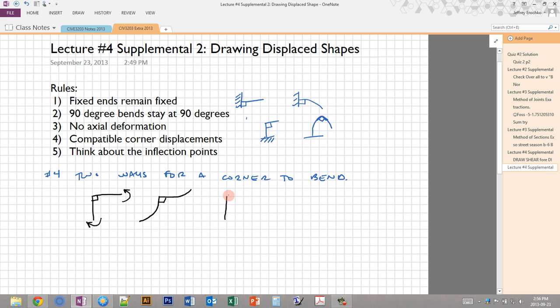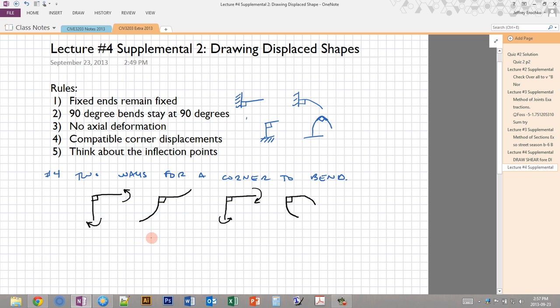Alternately, we could have a closing moment. So we have a corner that looks like this. We have moments like this. And our closing moment looks something like this. Okay, so again, the corner remains 90, and this moment around the corner has to remain compatible. So we can either have it both opening or both closing.